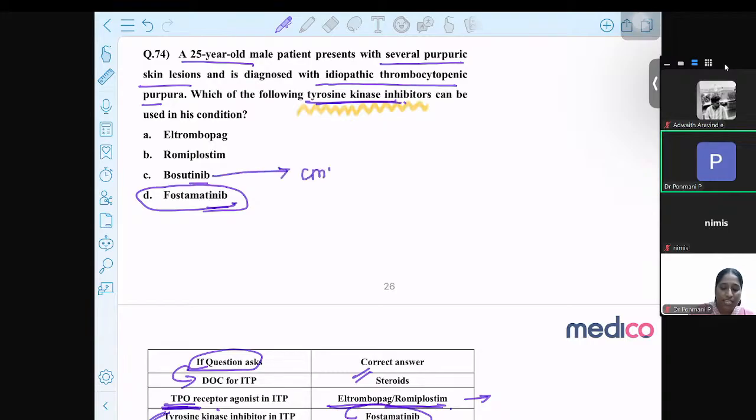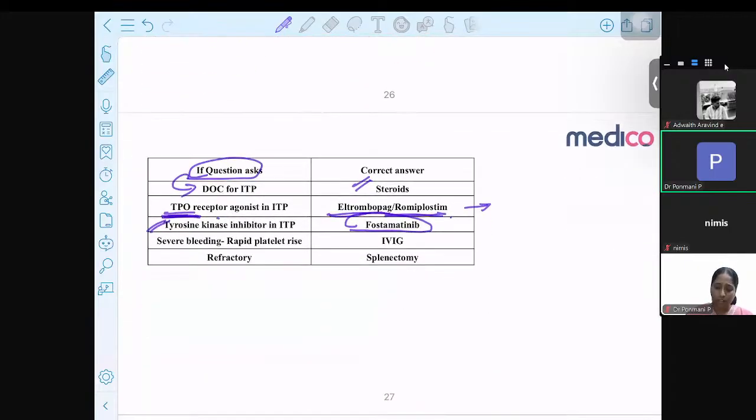Bosutinib is used in CML. It has no role in ITP. This is also a tyrosine kinase inhibitor, but it is used in CML. And these are thrombopoietin agonists. Okay. So for severe bleeding, you should go for IVIG and for refractory cases, splenectomy. So these are the major 3 drugs which are used.